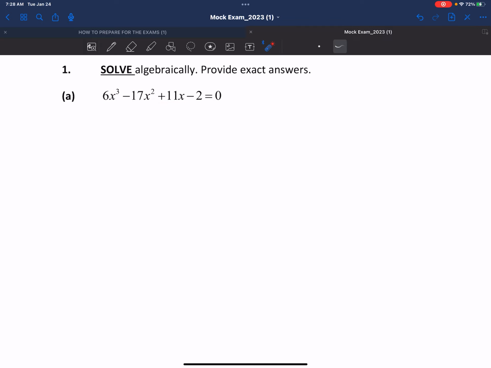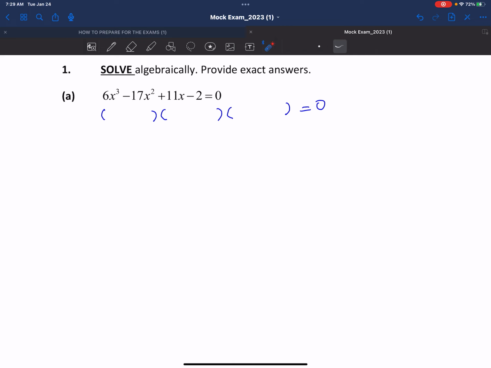Remember, the way we determine the degree is by inspecting the powers of the variable x, and the highest power will make the degree of the entire polynomial. Now, to solve a polynomial equation algebraically, we use what we call the factoring technique. Since we have a third-degree polynomial equation, the maximum number of factors that we can break this equation into is 3. It is the same as the power of the polynomial equation.